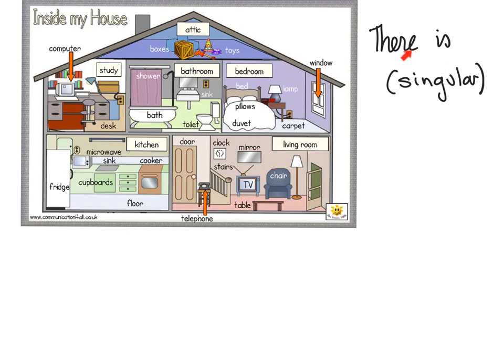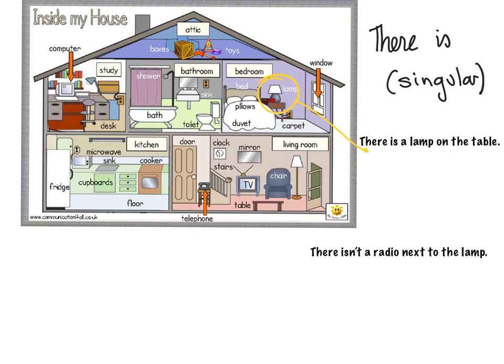We use there is to describe a thing or something we can find in this house. Only one thing because it is used for singular, okay? For singular structures. For instance, there is a lamp on the table. The lamp is on the table. If we use the negative form, we can say there isn't a radio next to the lamp. Is there a radio next to the lamp? No, there isn't.